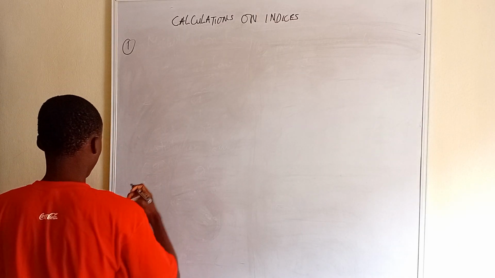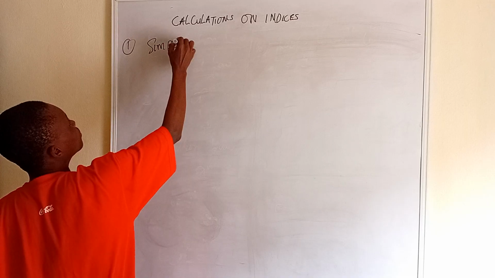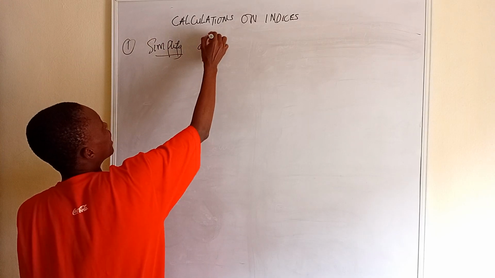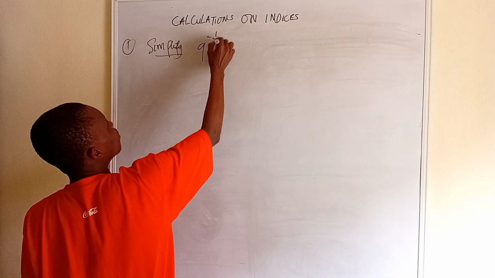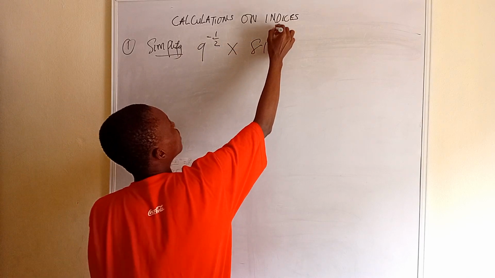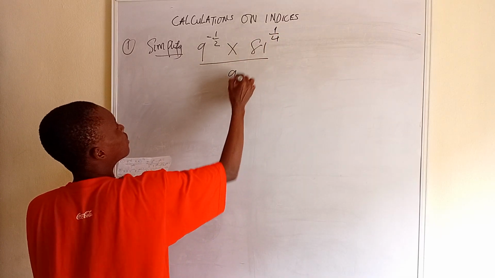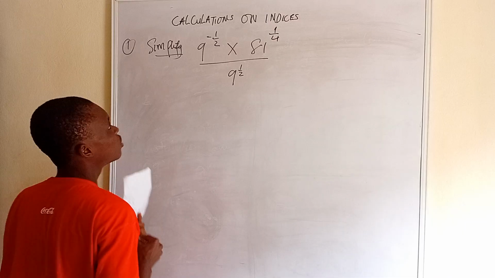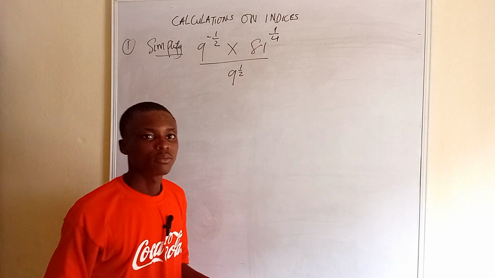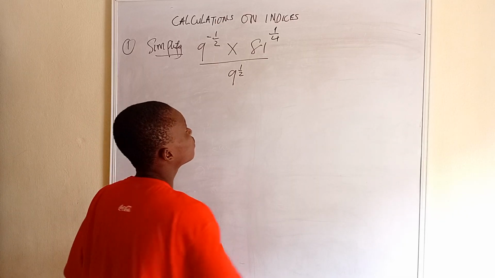The first question we have here: simplify 9 to power negative 1 over 2 times 81 power 1 over 4 divided by 9 power 1 over 2. So how do we solve this problem? We apply the laws of indices we already know.